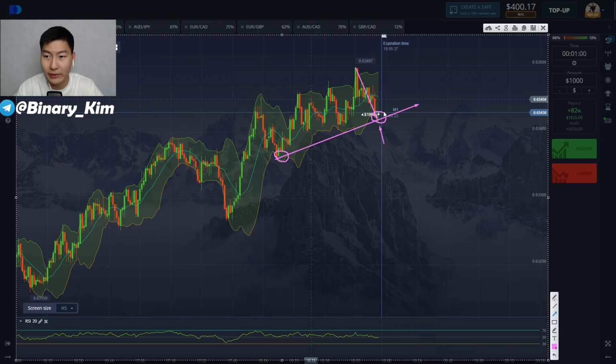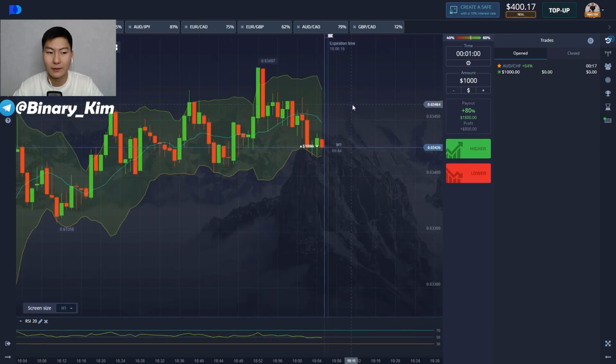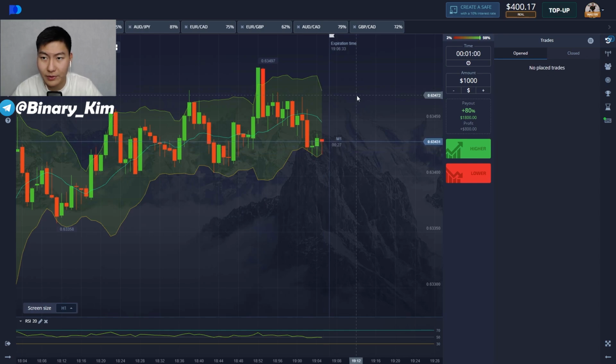Actually, the price went down a little bit, but we are going to wait for the breakout at the end. And our position is in profits, guys, exactly as I predicted. We've managed to catch a good timing, so here we go.